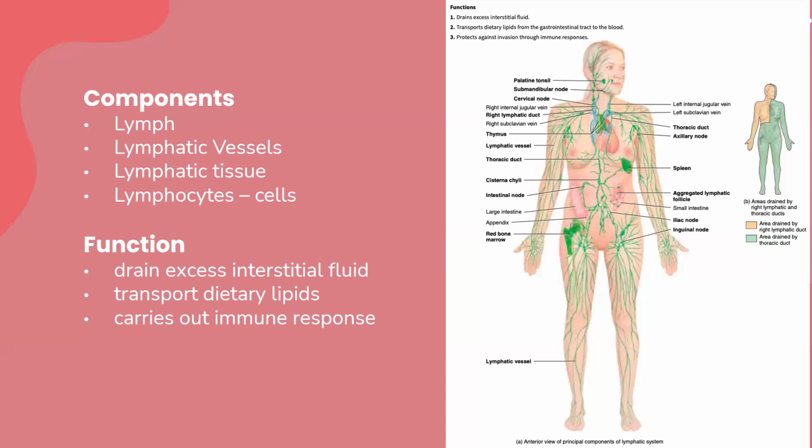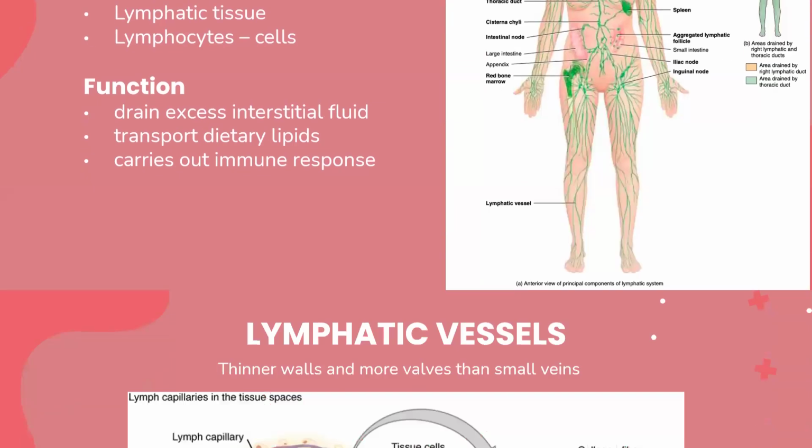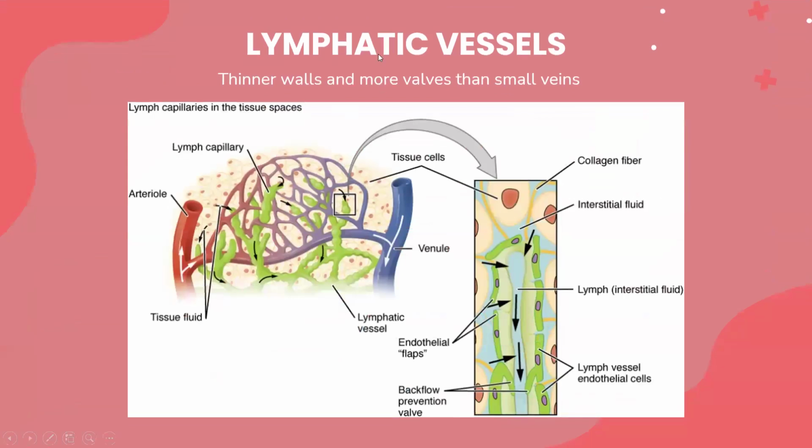Lastly, and one of the most important functions of the lymph system is that they carry out immune responses, meaning they initiate highly specific responses directed against particular microbes or abnormal cells in the human body. Okay? So first let's talk about these lymph vessels.